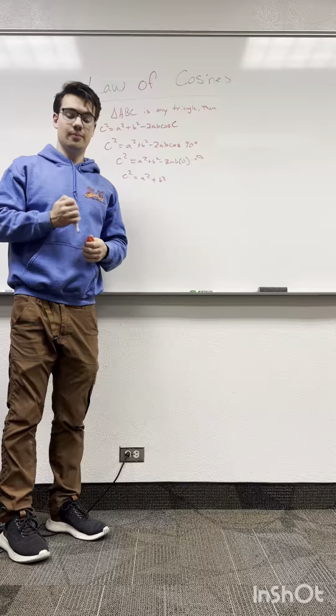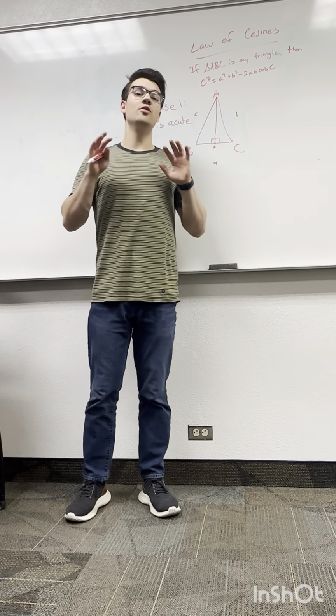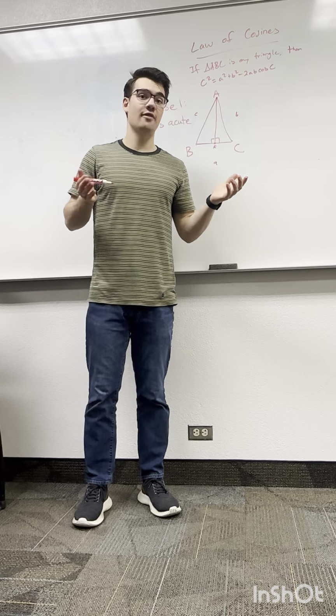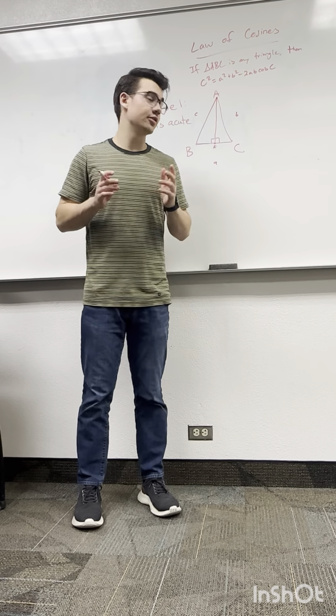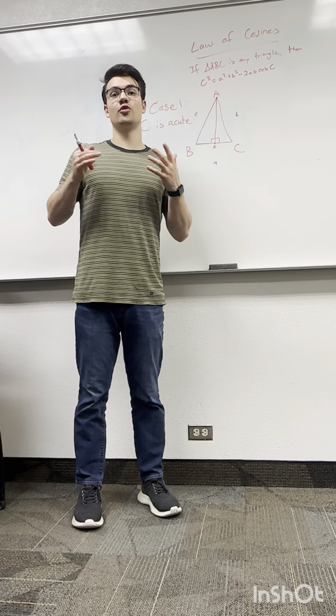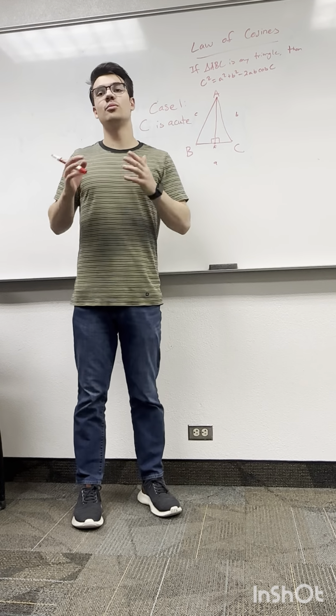All right, so now we know that this works in the case when C is a right angle, because then it just becomes the Pythagorean theorem. So now what remains is for us to show that it's true for an acute angle at C and for an obtuse angle at C.